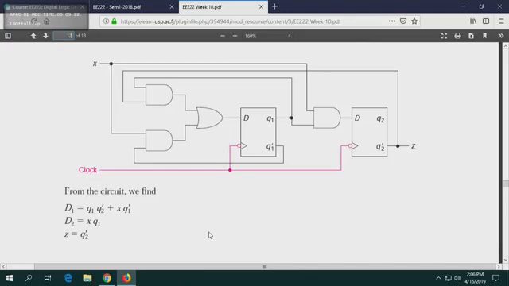There are two types of problem. The first type of problem is that you are given a circuit, and you are required to find the state diagram. So you're required to do the analysis. The circuit is given, and you must do the analysis, like what we've got over here, in order to find what is called the state diagram.